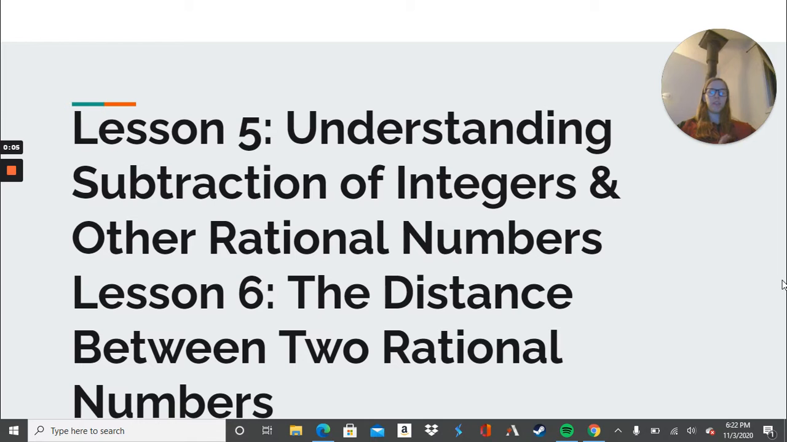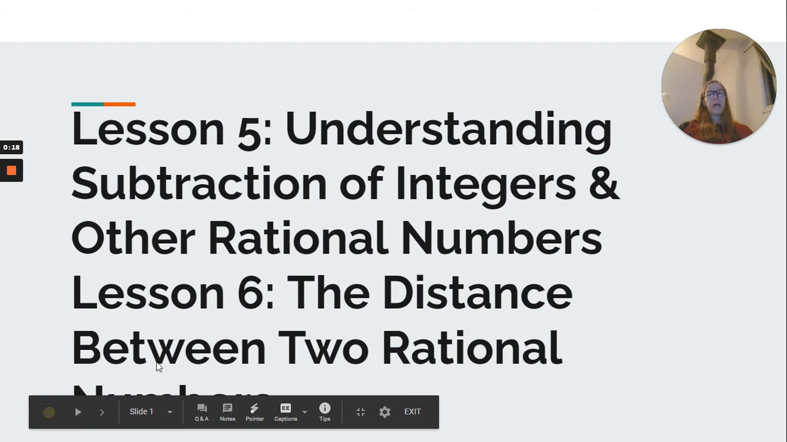So we covered lessons 1 through 4 already. Now we're looking at 5 and 6. So we looked at addition of integers. Now we are looking at subtraction. Oh, and lesson 6 is the distance between two rational numbers.